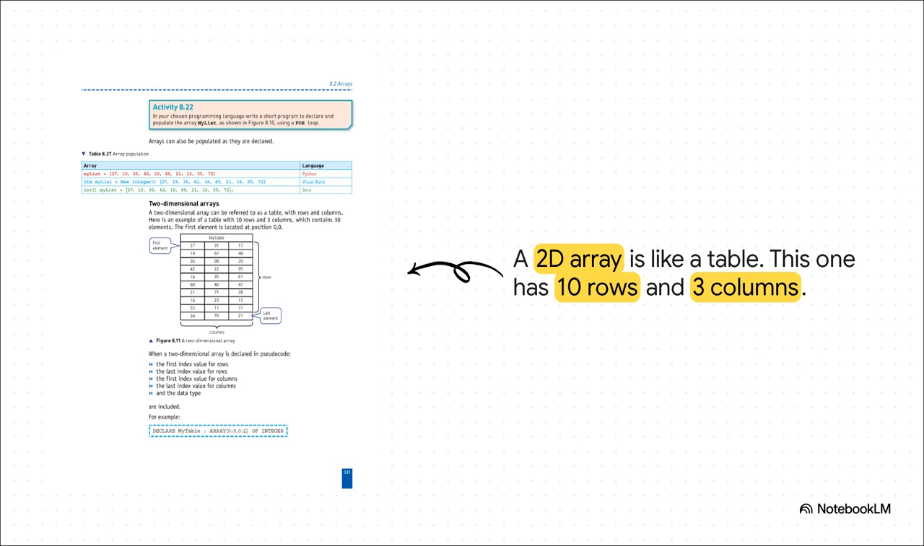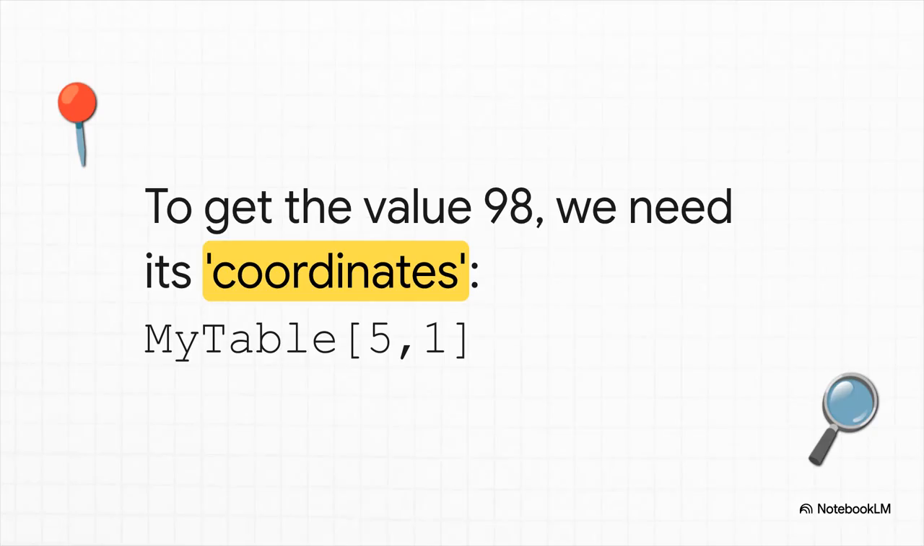It's basically a spreadsheet. You've got your rows going down, numbered 0 to 9, and your columns going across, numbered 0 to 2. Now, to find any single value, one number isn't enough. You need 2. You need a row number and a column number. It's just like finding a point on a map with coordinates. So let's try it. See the number 98 in there? How do we pinpoint that exact value? Well, we just use its coordinates. We go down to row index 5, then we slide over to column index 1. And right there at that intersection, there it is, 98. So the command is simply mytable 5, 1.